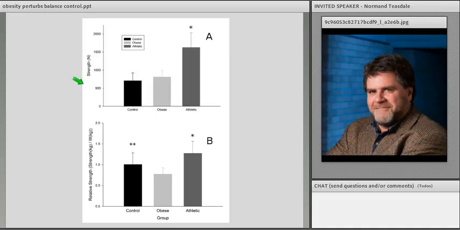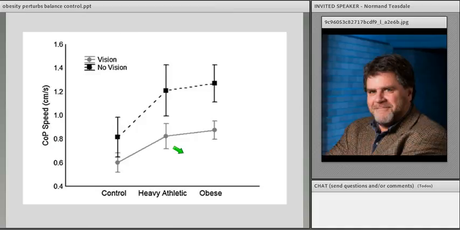So in terms of strength, here it's again the quadriceps femoris. If you look at the athletic group, they are much stronger than both the obese and the control groups. They are actually twice as strong. And even in relative strength, they are stronger than the control group and much stronger than the obese group. So if strength and training is a factor, these individuals in the athletic group should sway less than the obese group. I have COP speed here for the control, heavy athletic and obese individuals, both with and without vision.